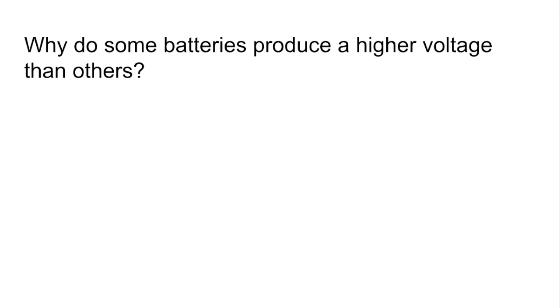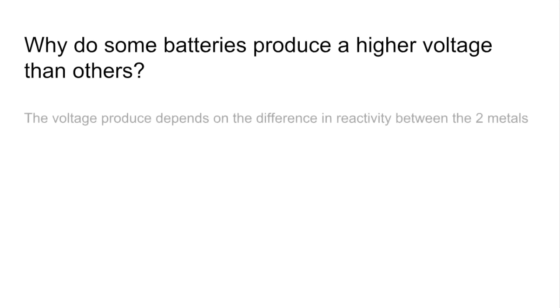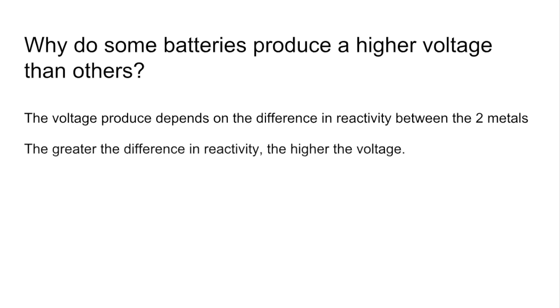Why do some batteries produce a higher voltage than others? Well, that all depends on the difference in the reactivity between the two metals. Obviously, the greater the difference in reactivity, the higher the voltage is going to be in your cell.